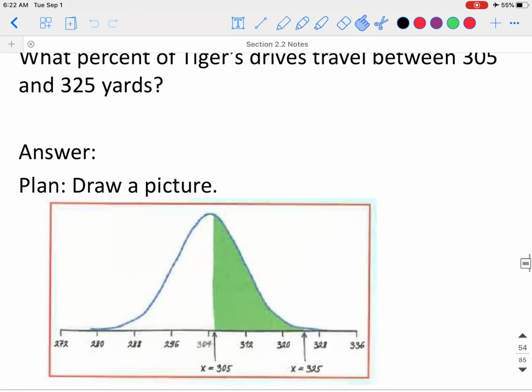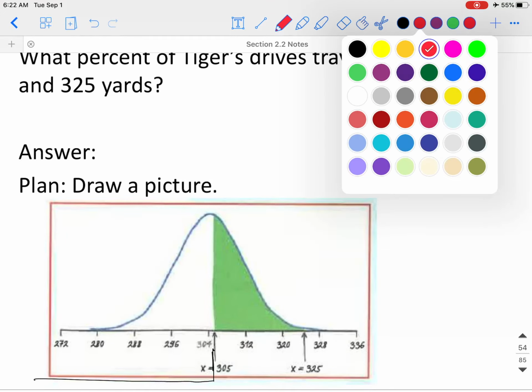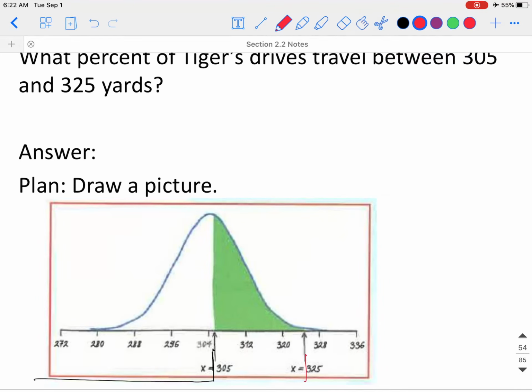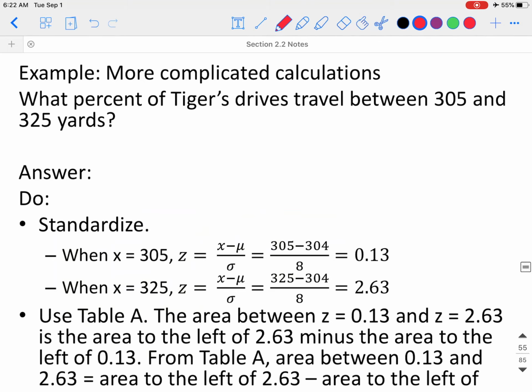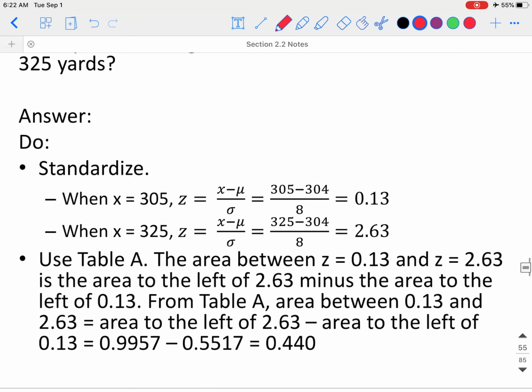Now remember, you are going to find the area to the left. So for the 305, it's going to tell me the area from here all the way over. For the 325, it's going to tell me the area from here all the way over. So to find the area between those two, we will need to subtract those two areas.